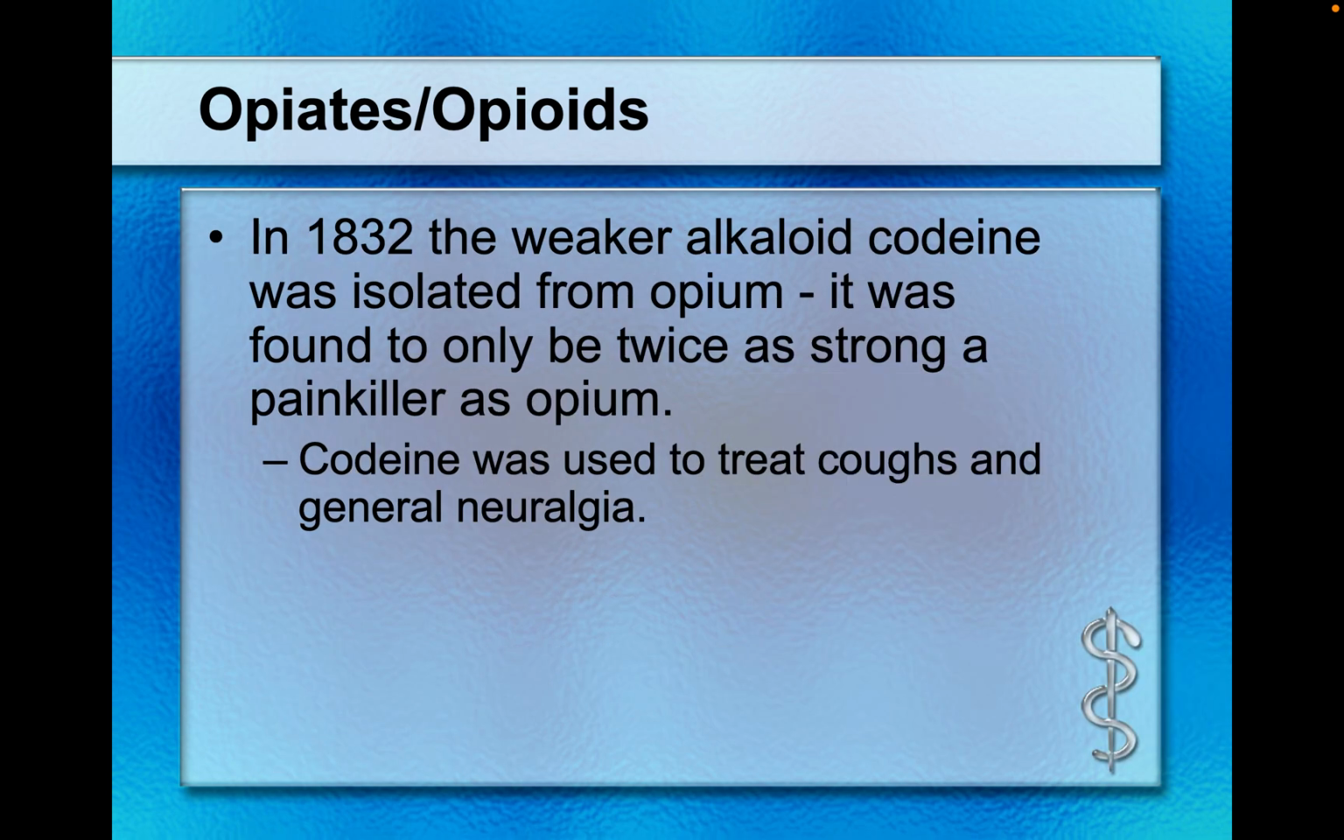In 1832, the weaker alkaloid codeine was isolated from opium. It was found to be only twice as strong a painkiller as opium. Codeine was used to treat coughs and general neuralgia.